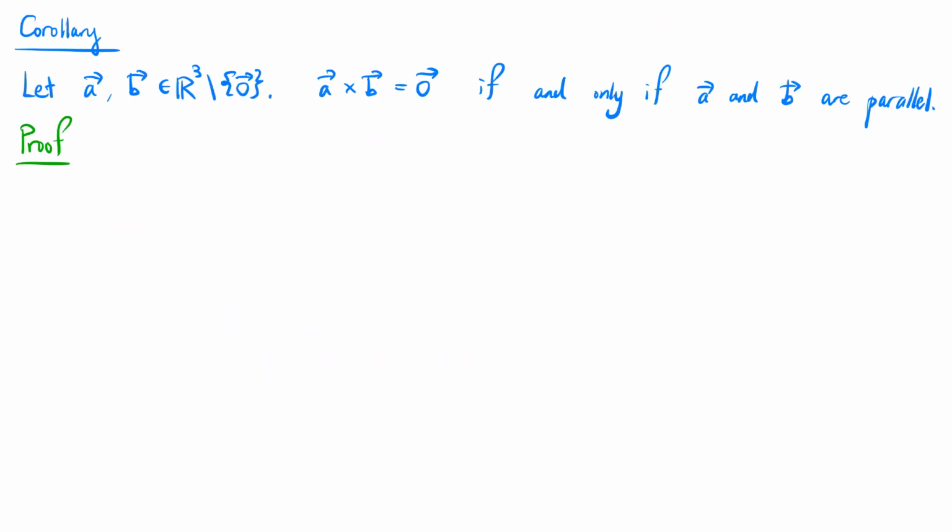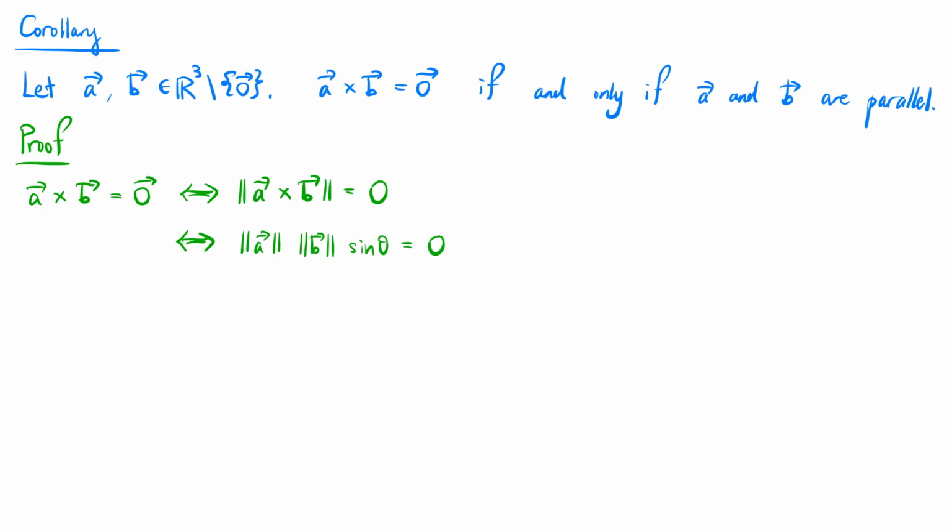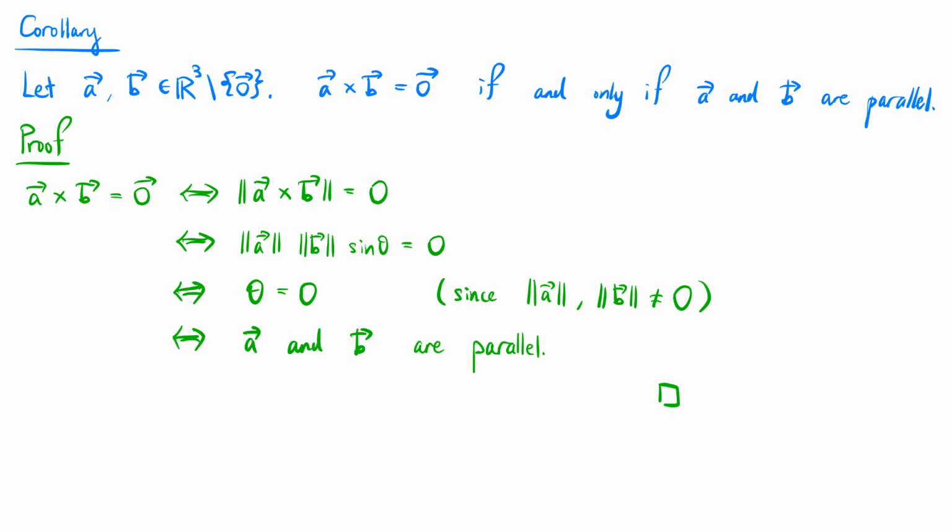Let's look at a corollary of this result. Let A and B be non-zero vectors in R3. Then A cross B equals the zero vector if and only if A and B are parallel. For the proof, A cross B equals the zero vector if and only if the length of A cross B equals 0. From the previous result, this happens if and only if the length of A times the length of B times sine theta equals 0. Since the length of A and the length of B are non-zero, this happens if and only if theta equals 0. In other words, A and B are parallel.